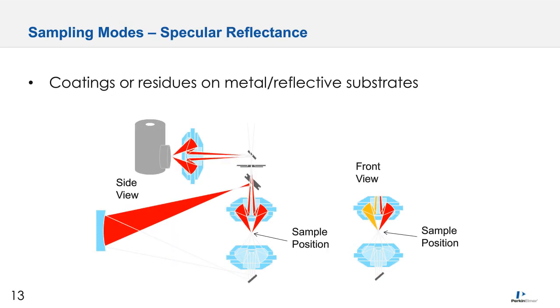The next sampling mode, which is oftentimes available on infrared microscopes as well as the PerkinElmer Spotlight microscopes, is specular reflectance. Specular reflectance measurements are useful for analysis of residues and thin coatings on metal or reflective substrates. Very thin layers can be detected because of what we call transflectance, where the infrared light actually makes 2 passes through that coating or that residue.